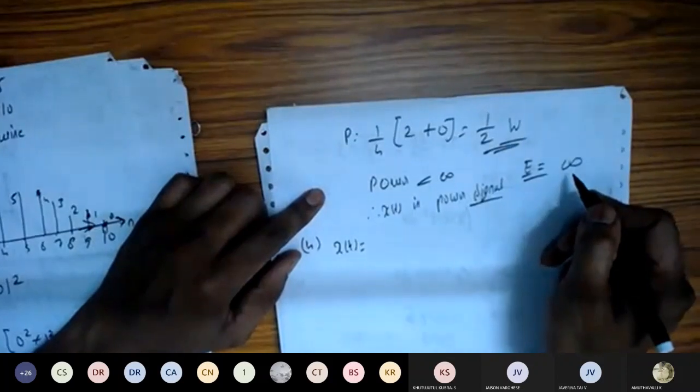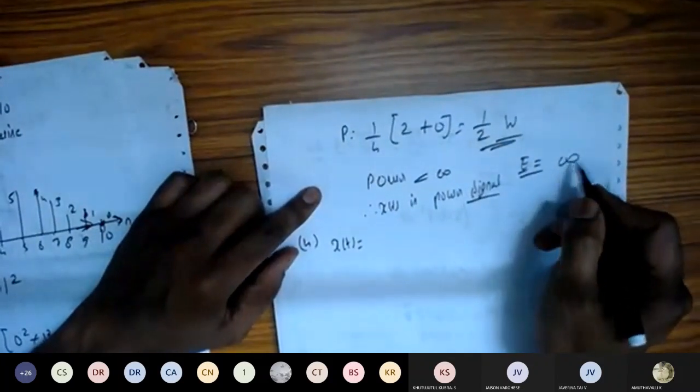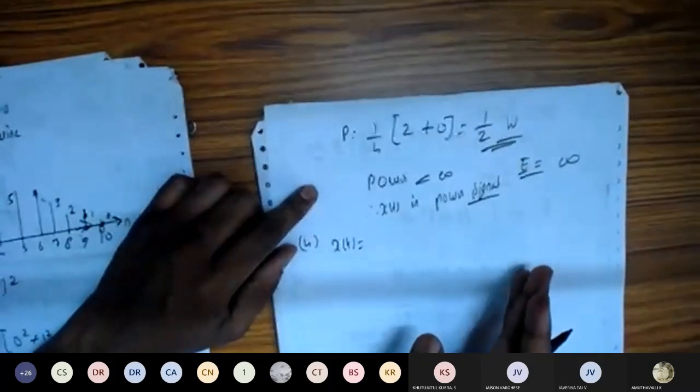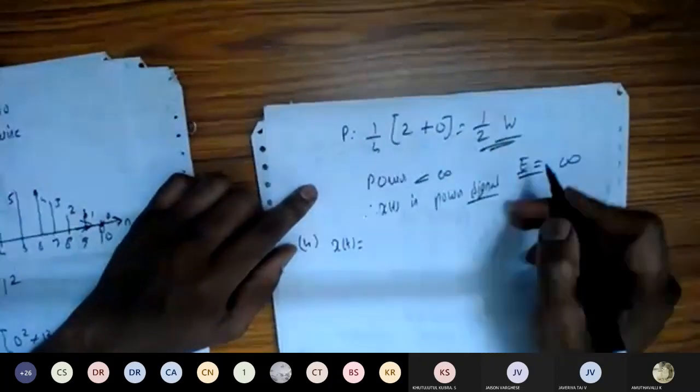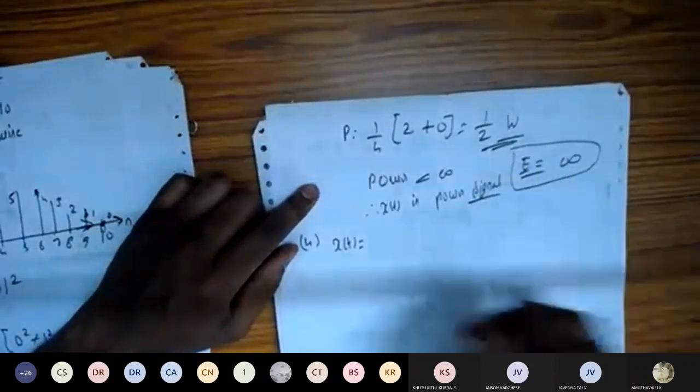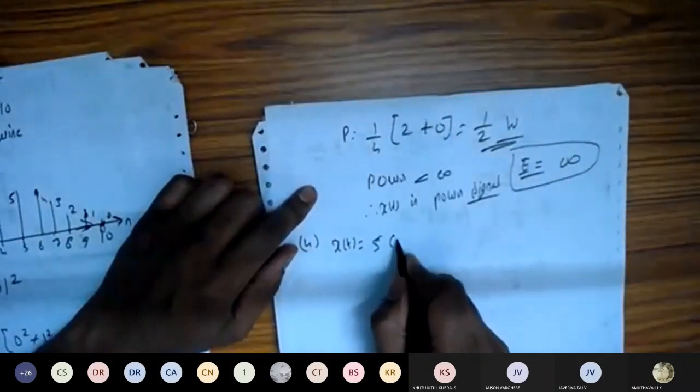So find the energy. Since the signal is periodic, it will extend from minus infinity to plus infinity. Obviously, when you substitute the limits here, it will become equal to infinity. Got it? So take the next problem.